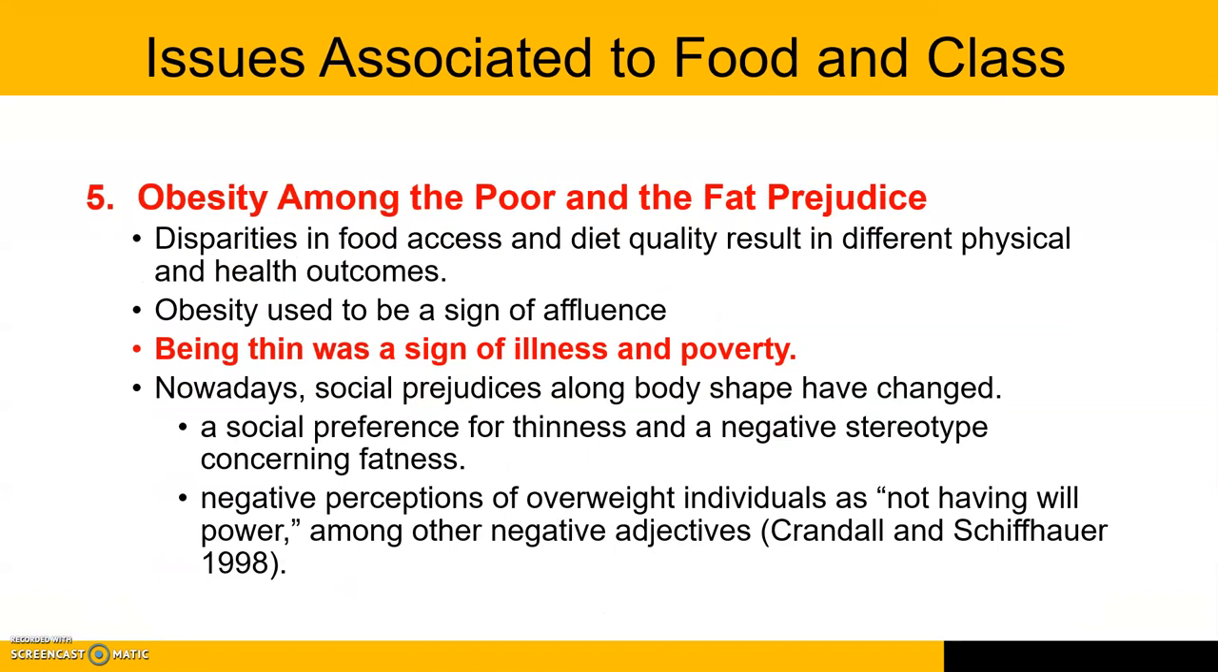Dan isu yang terakhir adalah in terms of the obesity among the poor and the fat prejudice. When they have disparities in food access and diet quality, it will result in different physical and health outcomes. Obesity adalah salah satu digunakan sebagai what we call as a sign of affluence. Dulu, being thin was a sign of illness and poverty. When you look at the people, you know that it's a sign of illness and poverty. But nowadays, social prejudices along body shape have changed. A social preference for thinness and a negative stereotype concern fatness. And there is a negative perception of overweight individual as not having willpower, among other negative adjectives.